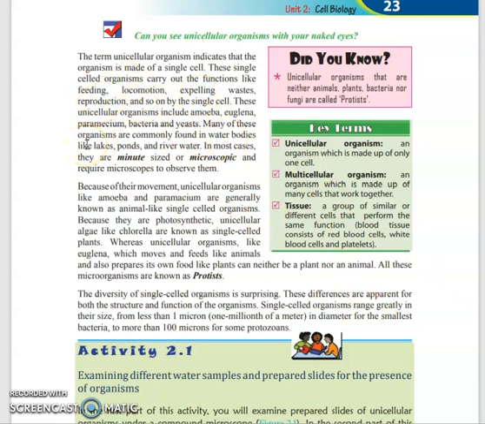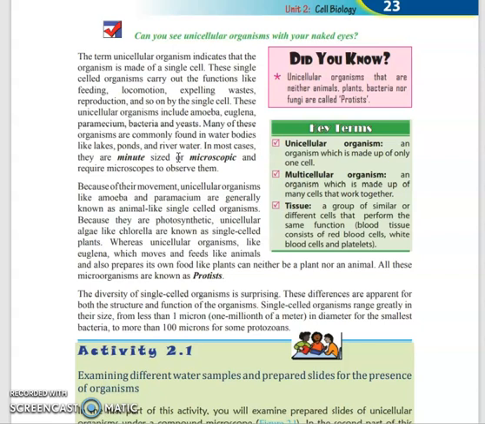These unicellular organisms include amoeba, Euglena, paramecium, bacteria, and yeasts. These are unicellular organisms which carry out these functions. Many of these organisms are commonly found in water bodies like lakes, ponds, and river water. In most cases, they are minute-sized or microscopic, which means they need a microscope to be able to observe them.